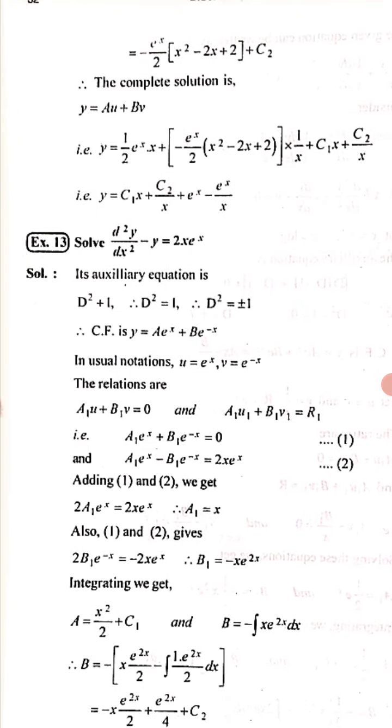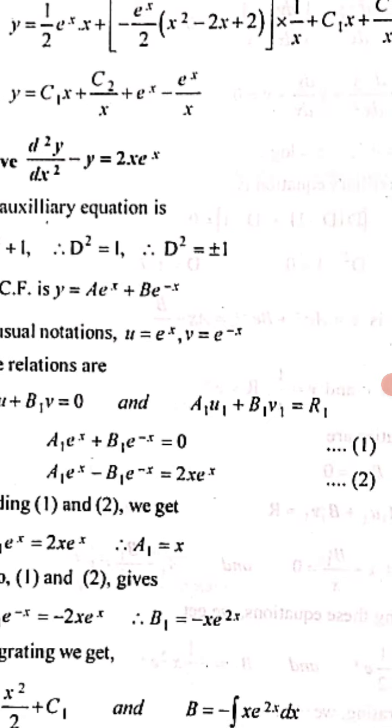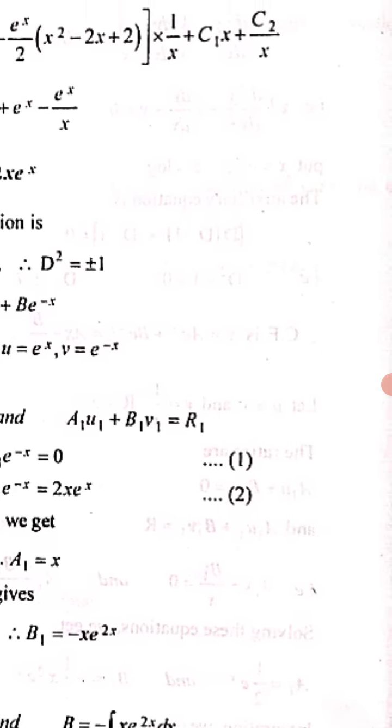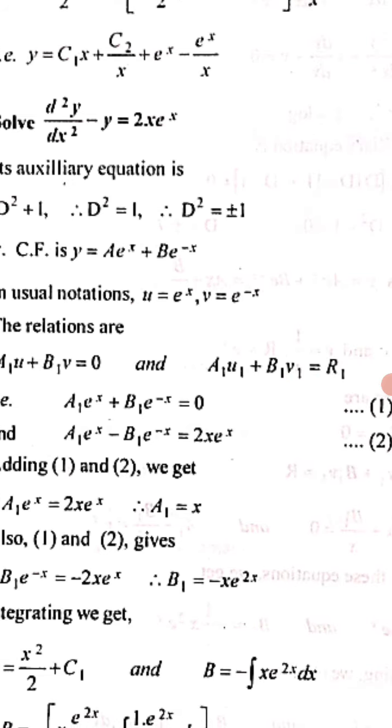In usual notations, u is equal to e raised to x and v is equal to e raised to minus x. The relations are a1u plus b1v is equal to 0 and a1u1 plus b1v1 is equal to r. So that is a1 e raised to x plus b1 e raised to minus x is equal to 0, which is equation 1, and a1 e raised to x minus b1 e raised to minus x is equal to 2x e raised to x. This gives equation number 2.